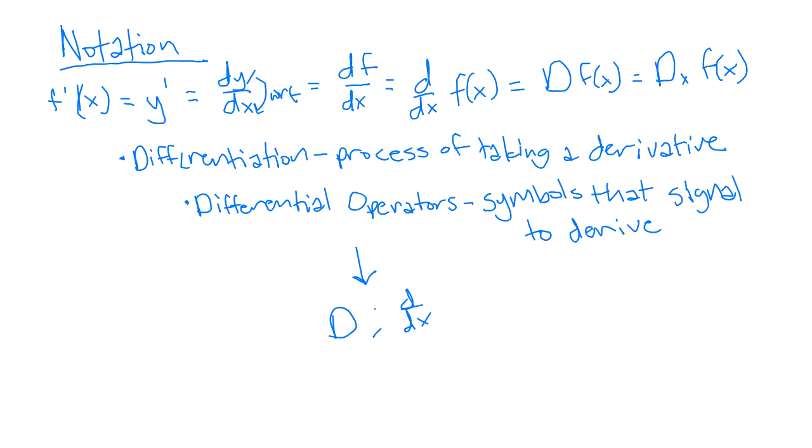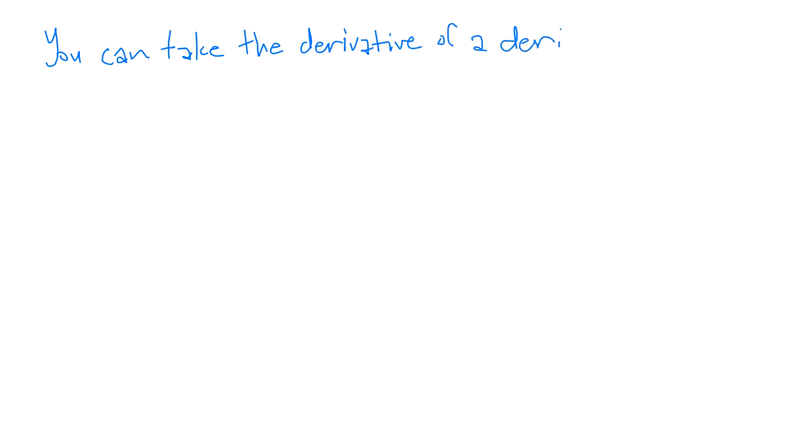So now let's move on a little bit further. We already know we can take a derivative of most functions, but you can also take the derivative of a derivative. That is very much allowed. This would be called a second derivative.